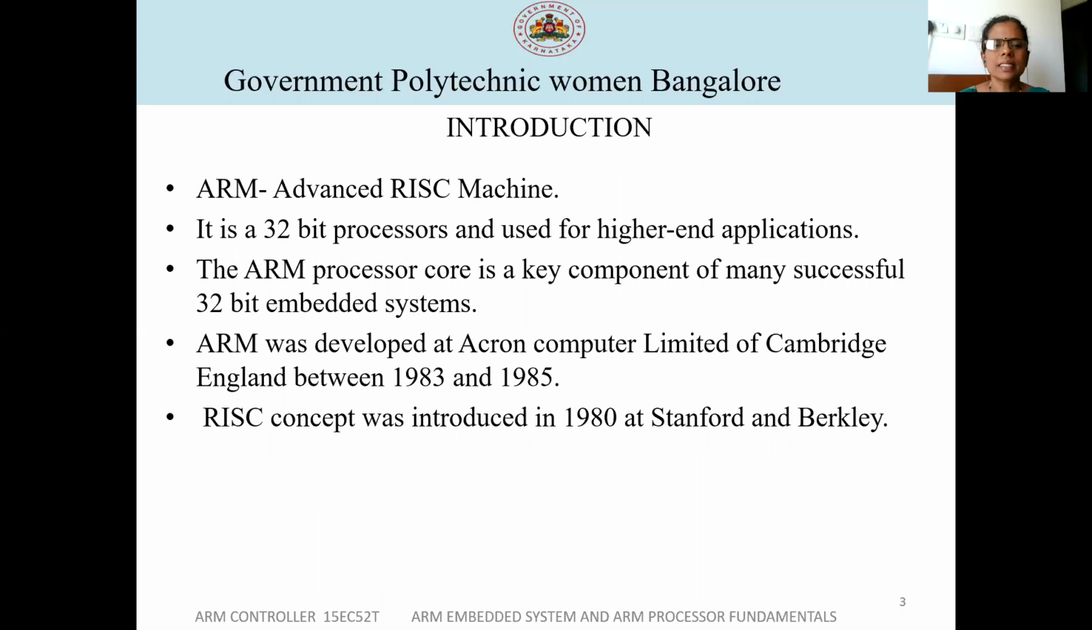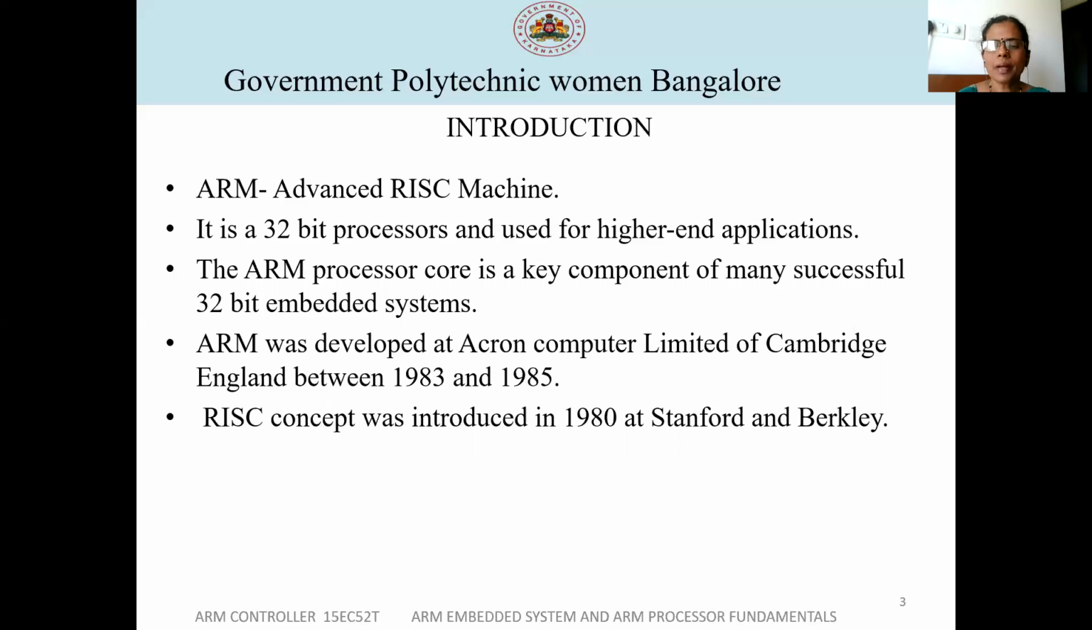ARM is Advanced RISC Machine. It is a 32-bit processor and it is used for higher end applications. An example of a higher end application is our mobile. The ARM processor core is the key component of many successful 32-bit embedded systems. So in 32-bit embedded systems, since ARM is a 32-bit processor, it is used.